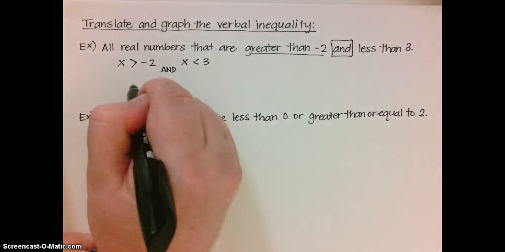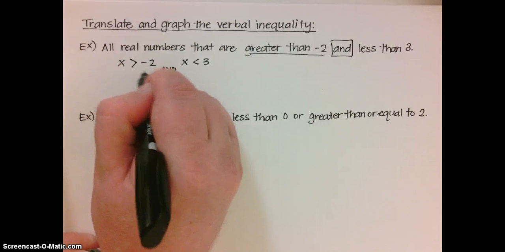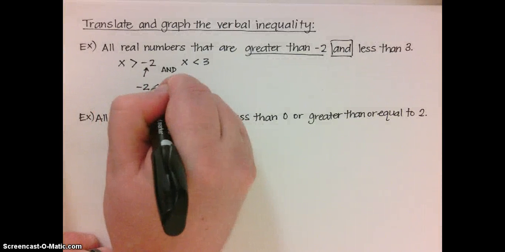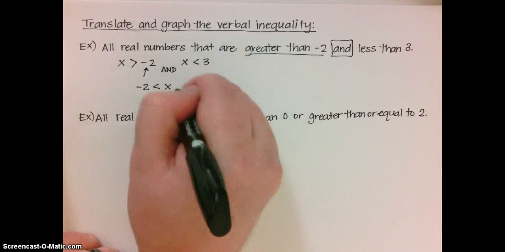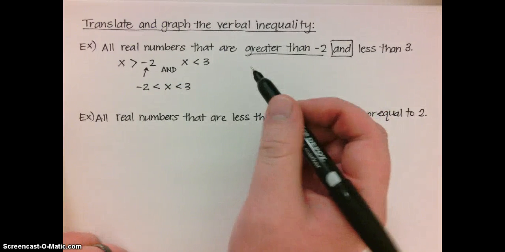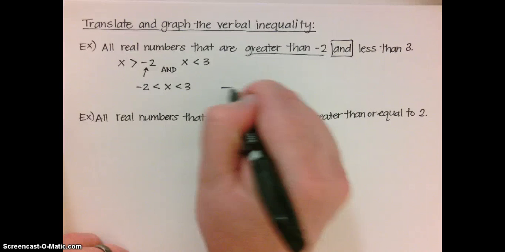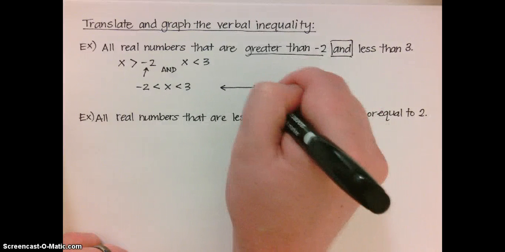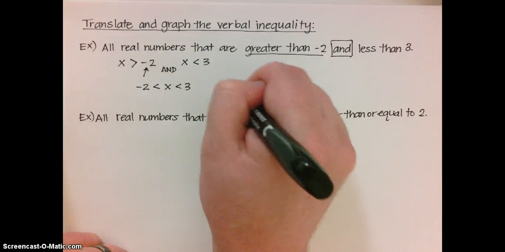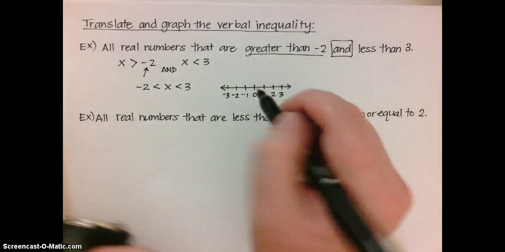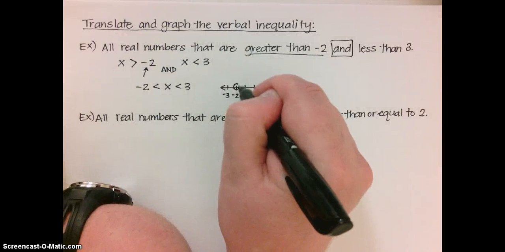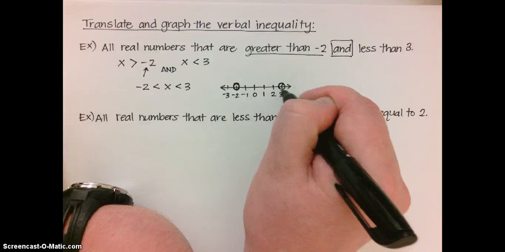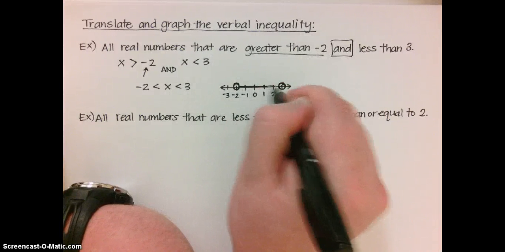So to do that, I'm going to try to rewrite it going from the smallest, which is the -2, have that first. So -2 is going to be less than x. And then x is also less than 3. So I've successfully combined these two inequalities into one compound inequality. And now when I graph it, 0, 1, 2, 3, -1, -2, -3. It's going to be all the numbers that are bigger or greater than -2, not equal to it, but also all of the real numbers that are less than 3. So it's going to be everything in between.